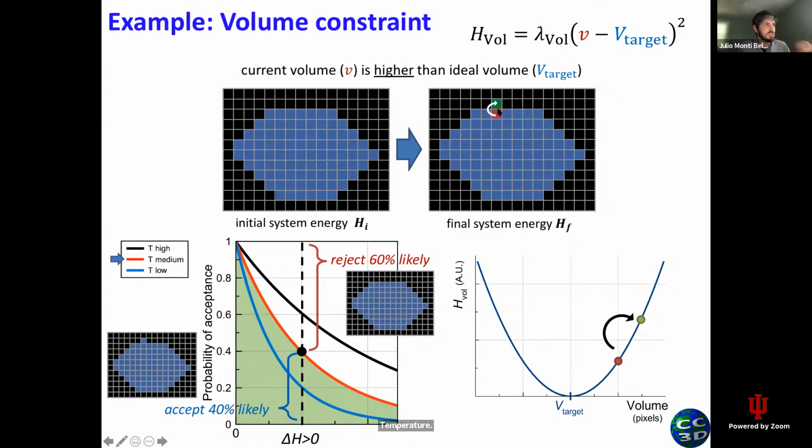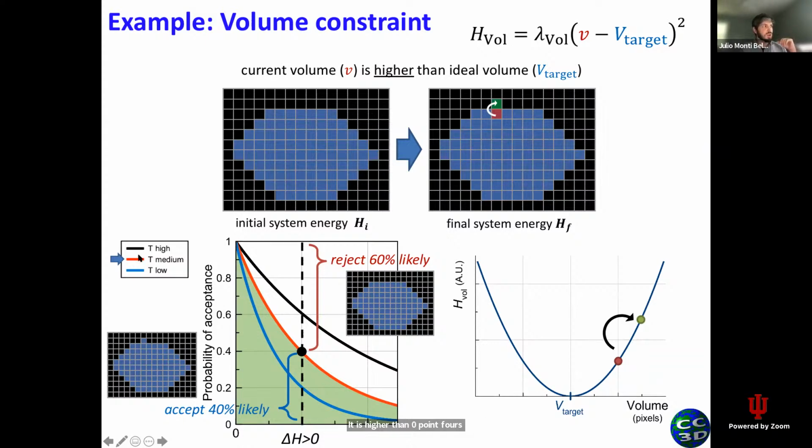Okay, so for this pixel flip here, let's say you are changing the energy by this amount. So we have a 40% likelihood they're going to accept this flip and a 6% likelihood they're going to reject it. And what CompuCell does is just generate a random number, and you compare the random number with this number. If it's a random number between 0 and 1, of course, and if it's less than 0.4, it accepts. If it is higher than 0.4, it rejects.